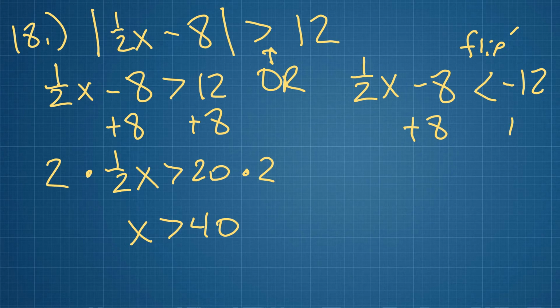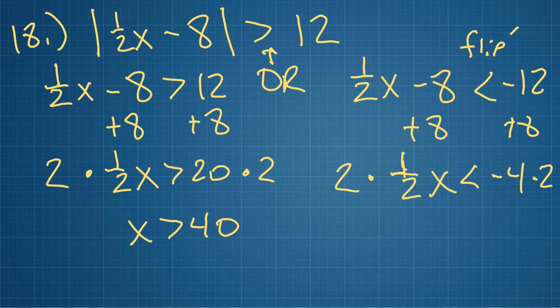I'm going to add 8 to both sides. I get 1/2 x is less than or equal to negative 4. Multiply both sides by 2. I get x is less than negative 8.